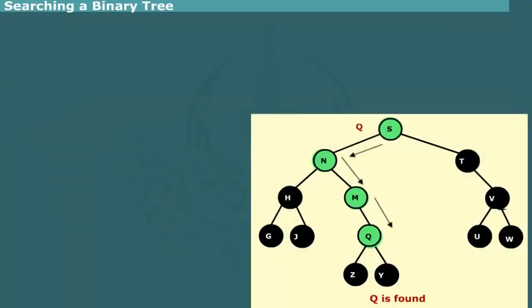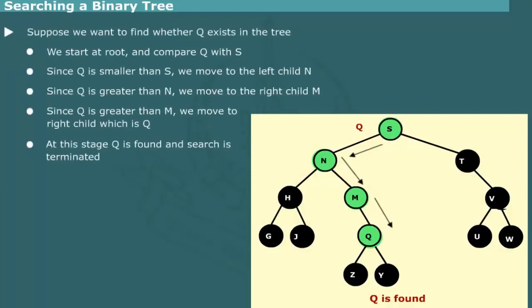Example. Consider, for example, the binary tree shown in the figure. Suppose we want to know if a node with key value Q exists in the tree. We start with the root node and compare Q to key value S. Since Q is less than S, we proceed to the left child, which has key N. Since Q is greater than N, we move to the right child, which has key M. Since Q is greater than M, we descend to the right child, which has the matching key. The search is finished.